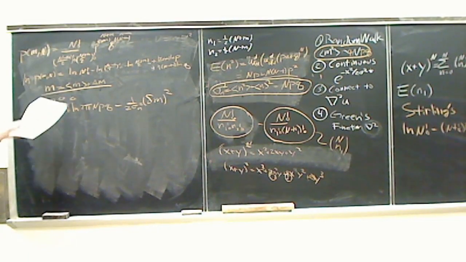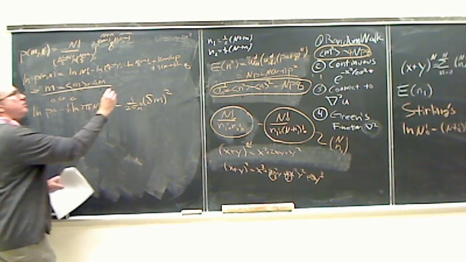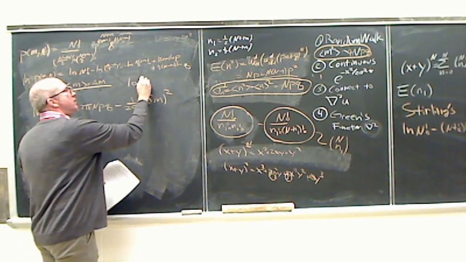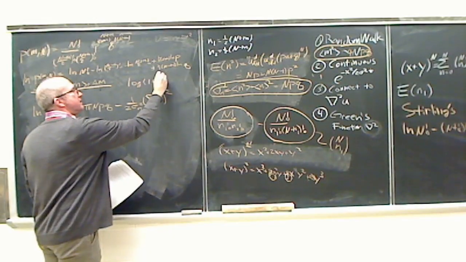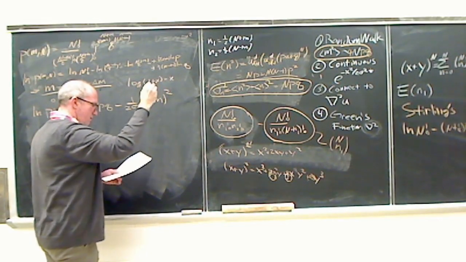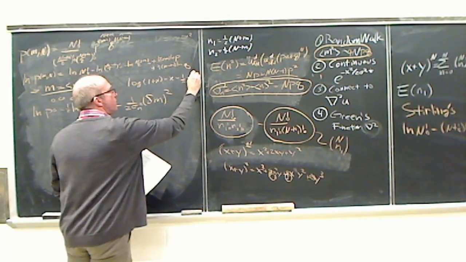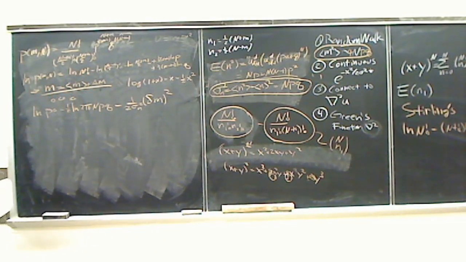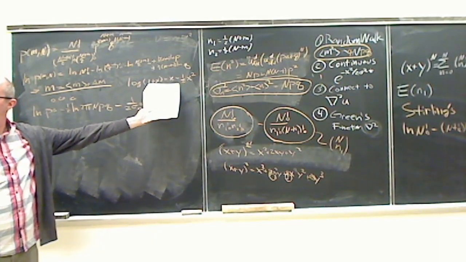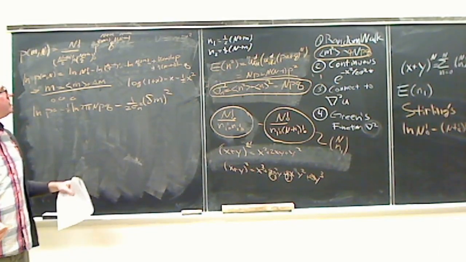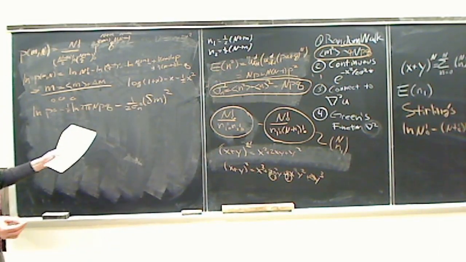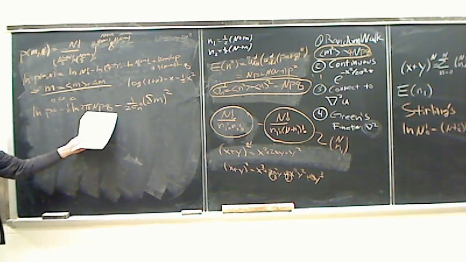So you plug in this assumption, and then you use the log expansion. Log of 1 plus x equals x minus 1/2 x squared. So this is just the Taylor series for log. So this plus some algebra gets you this formula here.